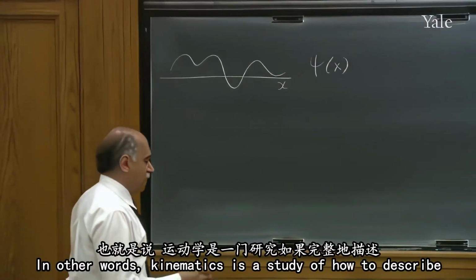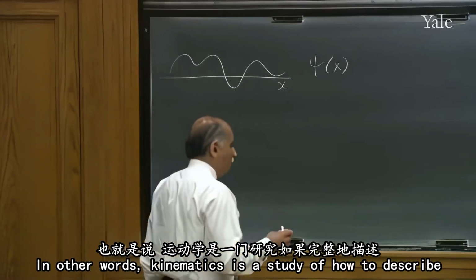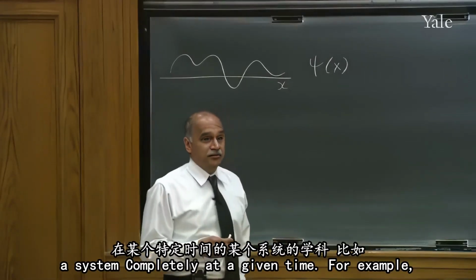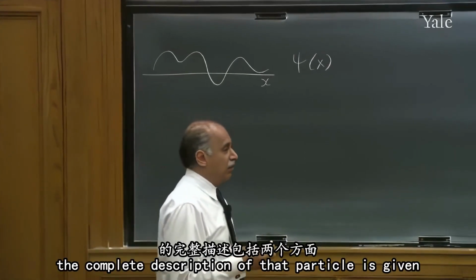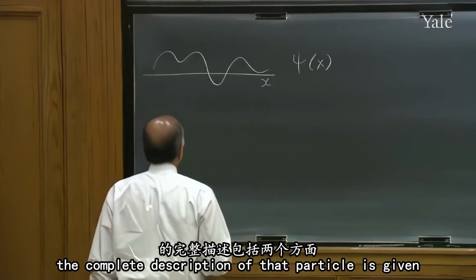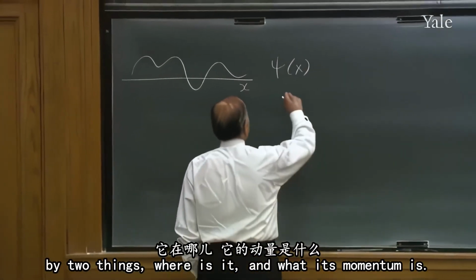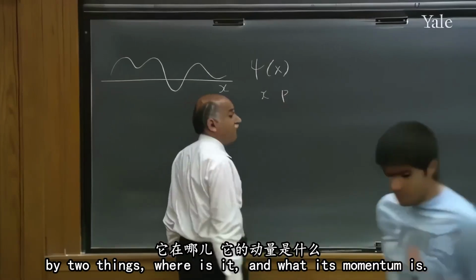In other words, kinematics is the study of how to describe a system completely at a given time. For example, in classical mechanics, for a single particle, the complete description of that particle is given by two things. Where is it and what its momentum is.